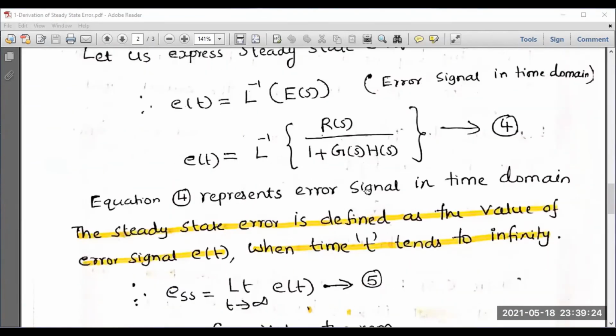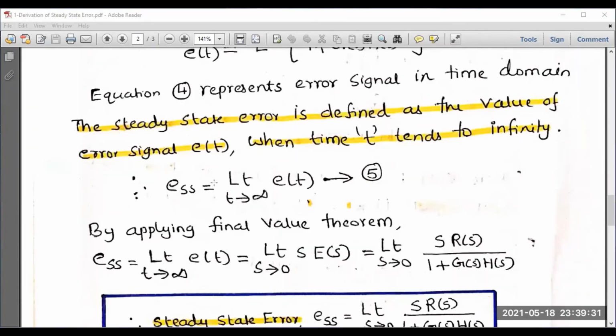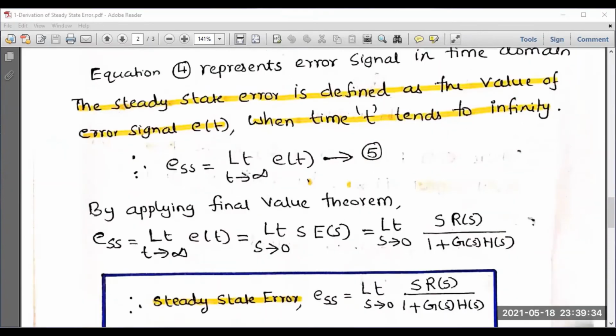Now I am going to recall the definition of steady state error. Steady state error is defined as the value of the error signal when time tends to infinity. From this definition, I am going to apply the final value theorem as shown here. This is the final value theorem. If you apply it, you can directly substitute the value of error, E of s, that means R of s by 1 plus G of s H of s. Therefore, steady state error is equal to limit s tends to 0, s into R of s divided by 1 plus G of s into H of s. So this is the final expression for steady state error.